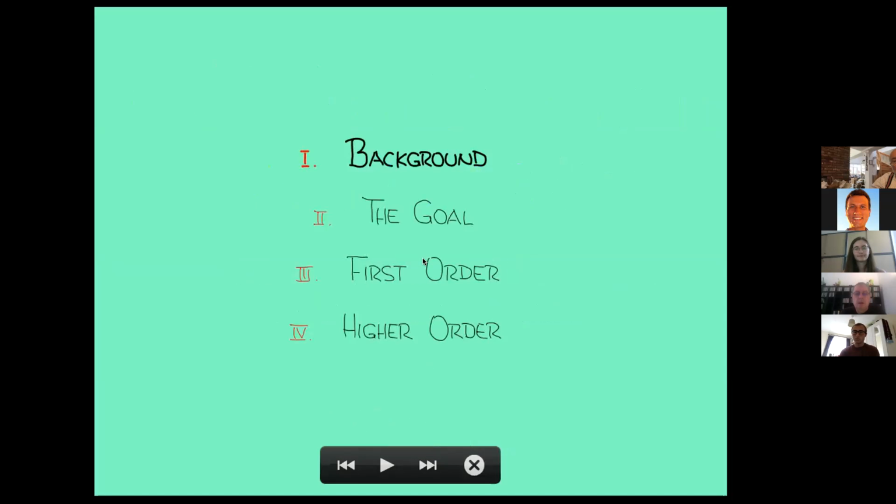Okay, so after some background, I'm going to state what the goal is of this whole enterprise. And then I introduce some more geometric concepts that explain things. First order, which are more classical, like Voronoi and Delaunay tessellations. And then I go to higher order, which are less well known.